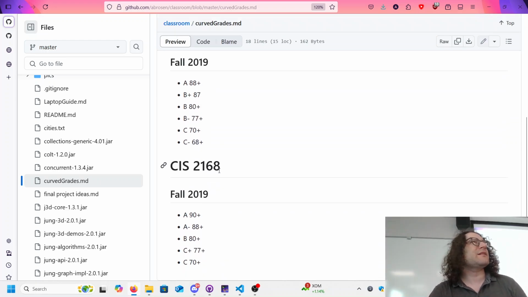I should update this now that I remember I have this file that I made. This should give you an idea of what you need to get, because it's fairly consistent from semester to semester. I explained last lecture how I figure out where the curve lies. But again, I guarantee if you get a 90, that's an A, not an A minus. If you get an 80, that's a B, not a B minus. For the past many semesters, the A minus has been 88 and a half or so.